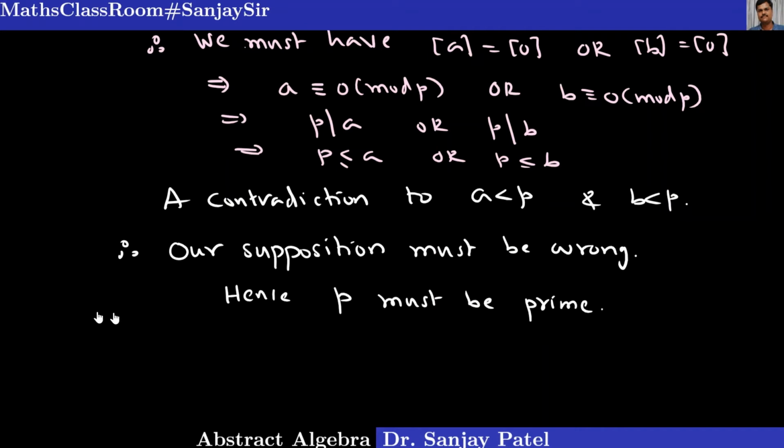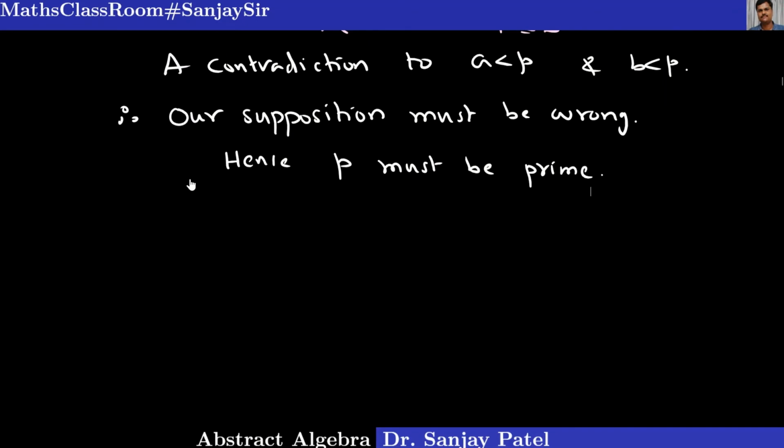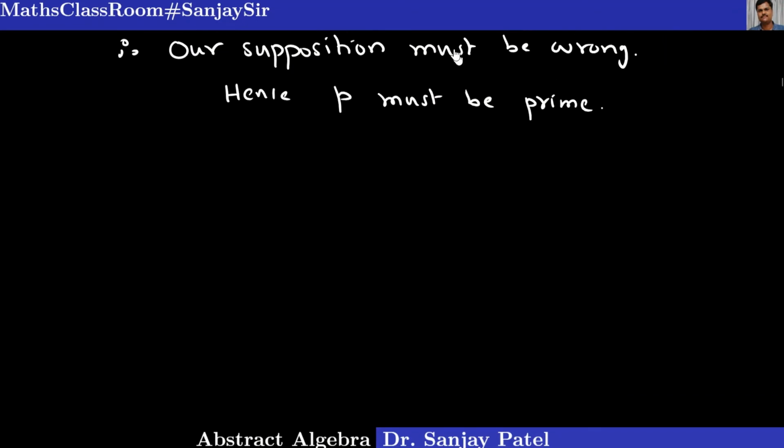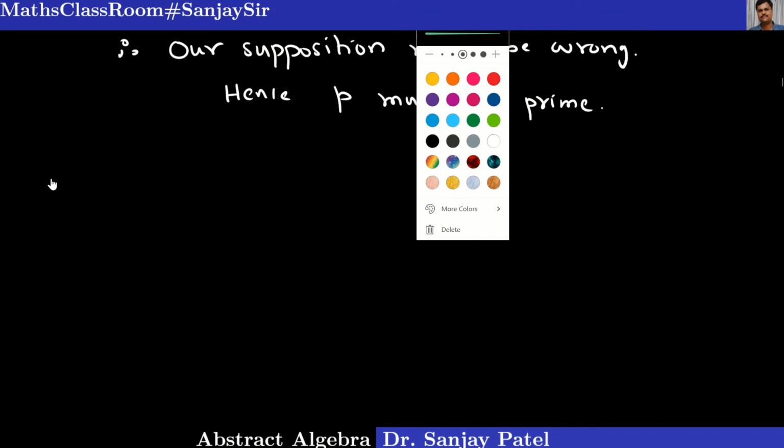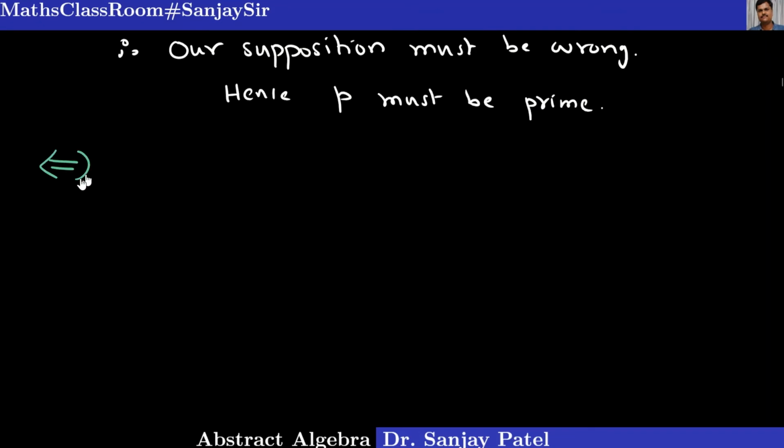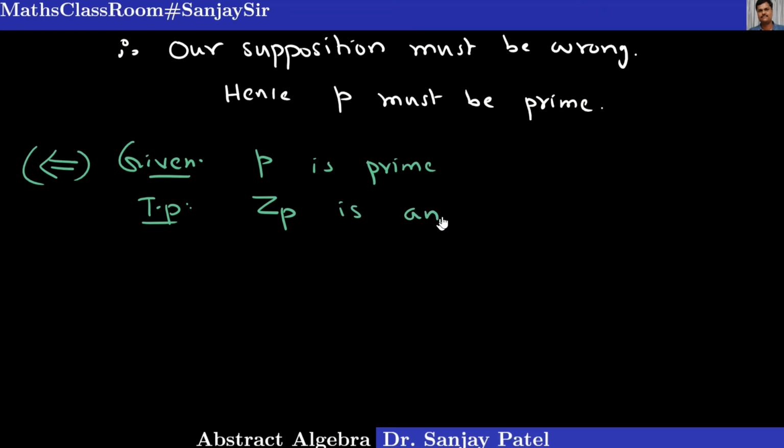Now, let us discuss the converse part. In the converse, what is given is the number p is prime, and we want to show that Z_p is an integral domain. We know that Z_p is a commutative ring with unity. That is already written in the beginning. The (Z_p, +_p, ·_p) is a commutative ring with unity.